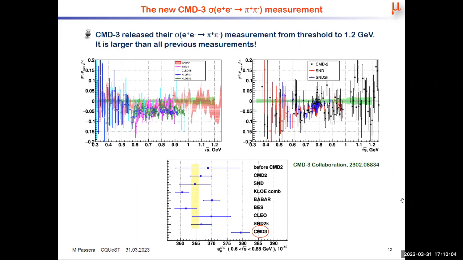Much higher means it goes in the direction of the g-2 experiment. Okay? Towards the agreement with the g-2 experiment. But in disagreement with everything else. So, I mean, really puzzling.